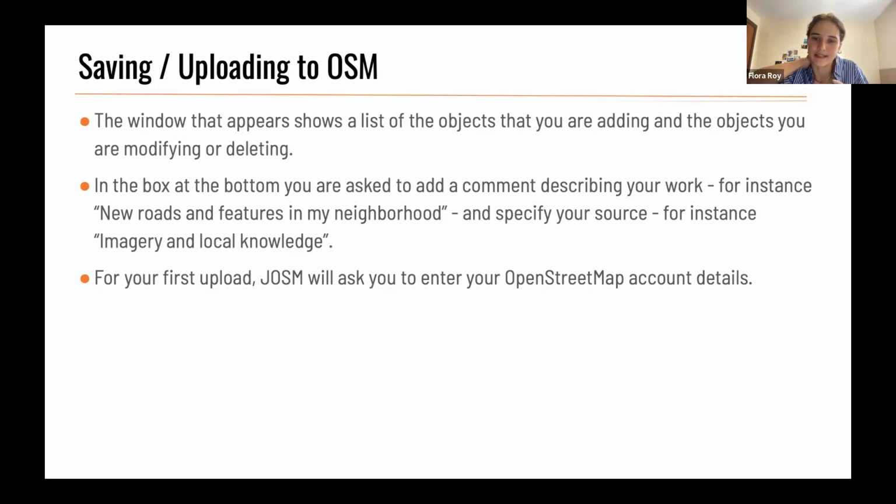And you might also want to add some hashtags if there are hashtags that are specific to the project or to an organization that you're working with. And then you'll want to specify your source. So this can be local knowledge, this could be Bing imagery, but it's important to tell people what imagery you used. And then just for your first upload, JOSM will ask you to enter your OpenStreetMap account details again. But after that, it will just always be running. Next slide, please.